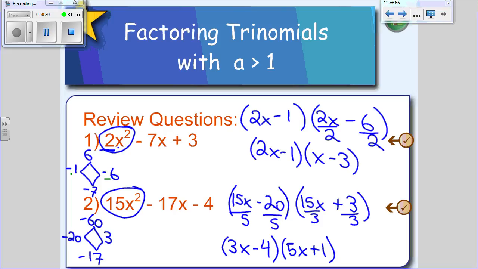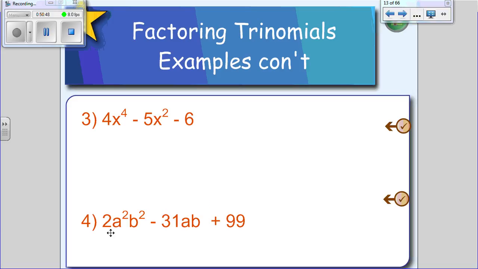Okay, number 3 and 4. I want you guys to do number 3 right now. There's a trick to it, so be careful. But give it a shot. See if you can do it. The trick has to do with that there's an x to the power of 4 and an x squared. That's going to change your binomials a little bit. So give it a shot.